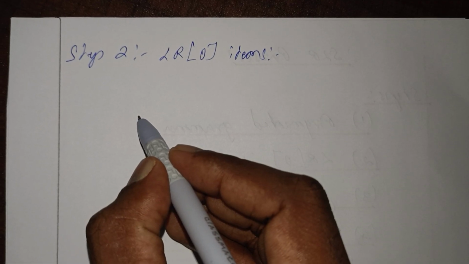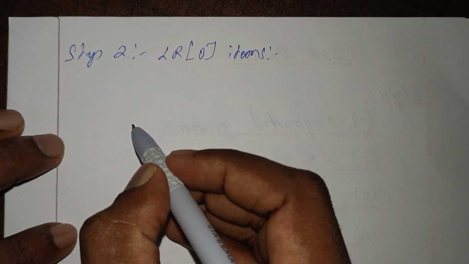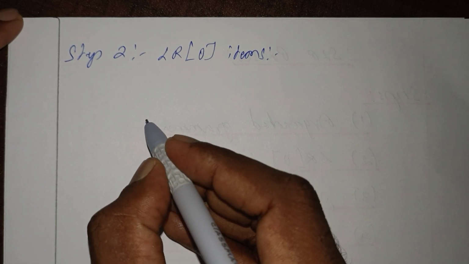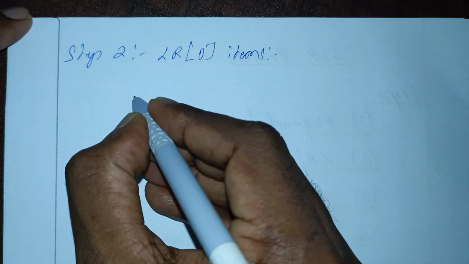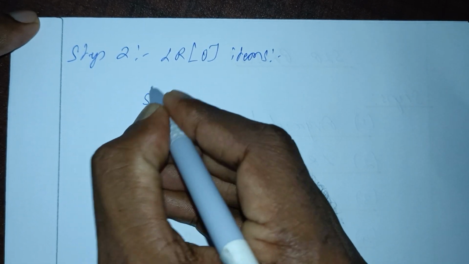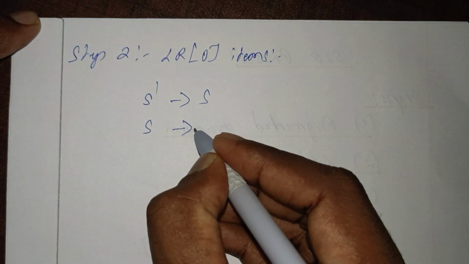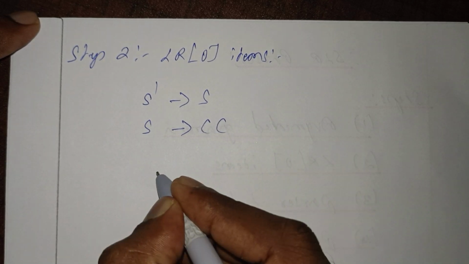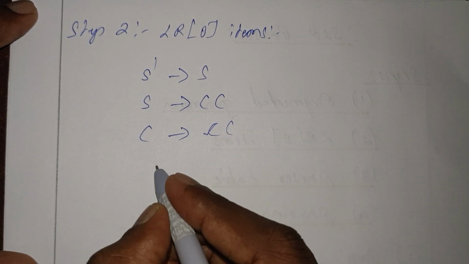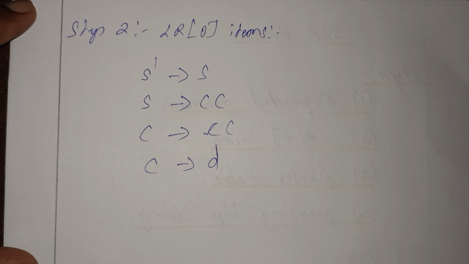Right? So let me take you to step number 2. Now step number 2 is LR(0) items, right? We are going to have LR(0), right? Take the previous step. I am repeating that previous step here. So what is the previous step? S dash tends to S, S tends to C C, and C tends to small c C, C tends to d. So this is the previous step we have solved.